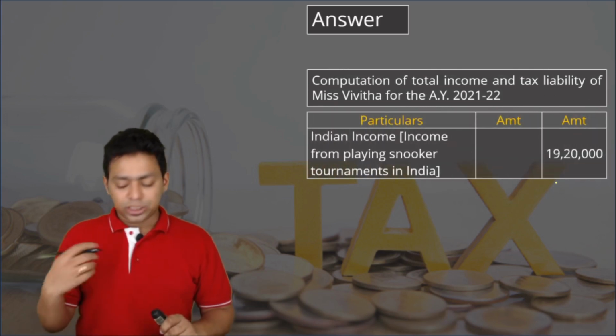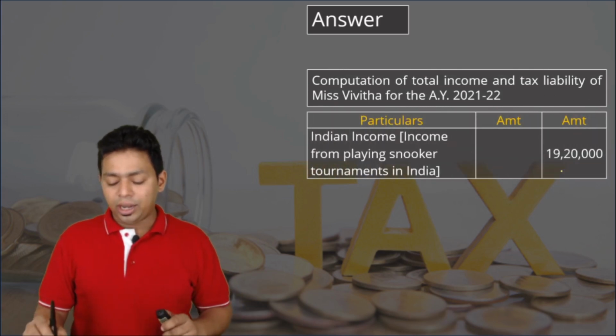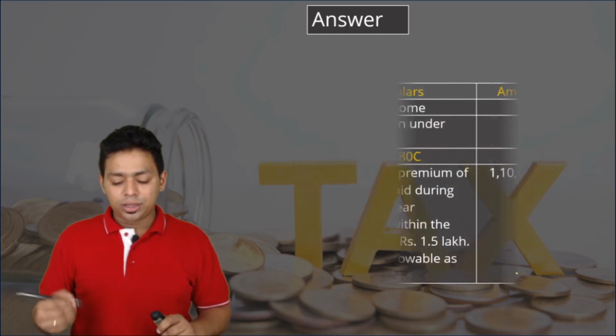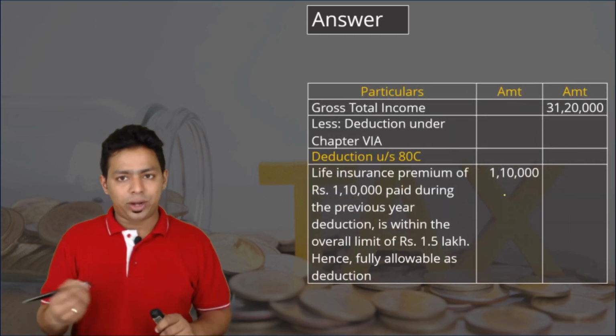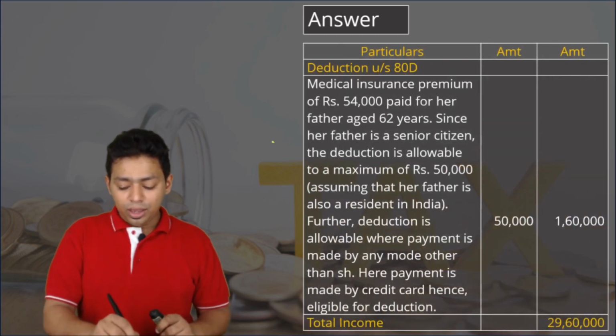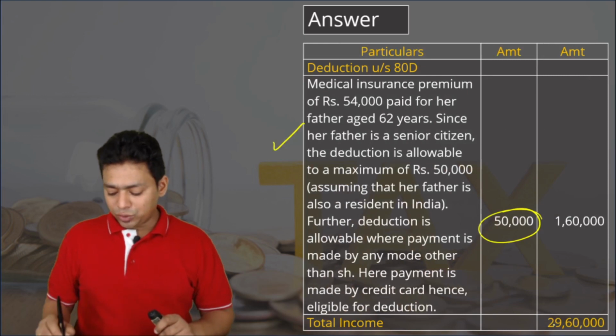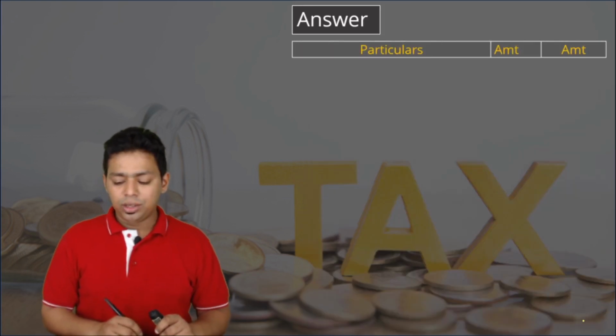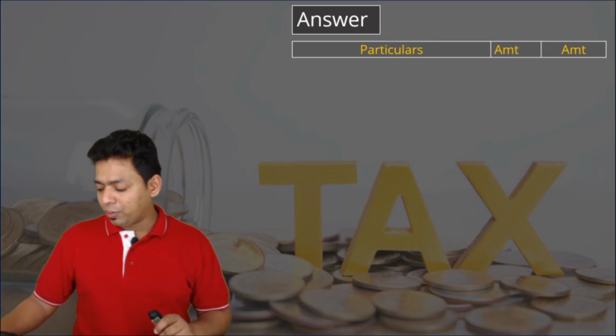So first of all, let us compute her Indian tax. So 19,20,000 plus 12 lakh. So total income is 31,20,000. Then from GTI, we have to provide chapter 6A deduction. ATC 1,10,000. ATD 50,000. So total deduction gone. So net income is 29,60,000. On 29,60,000 we have to compute tax.